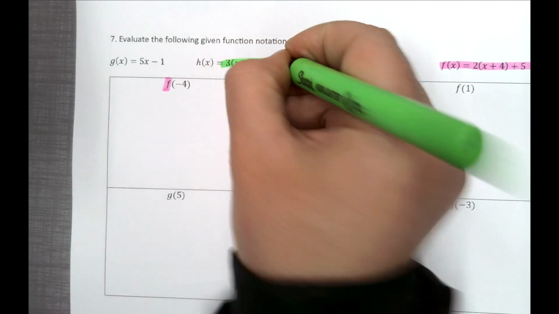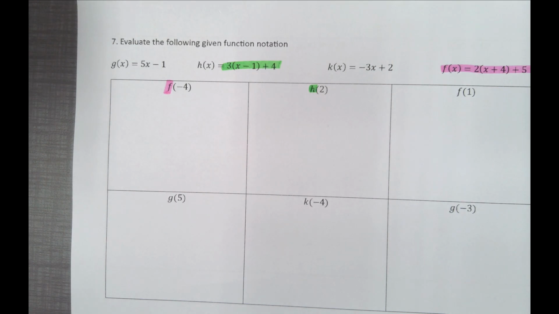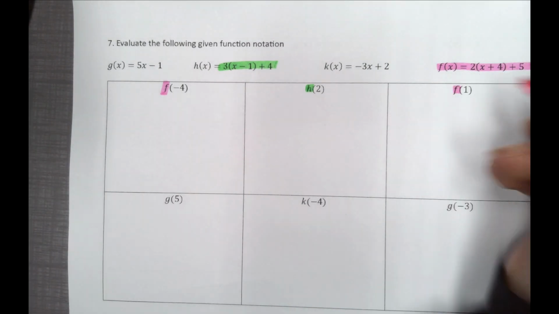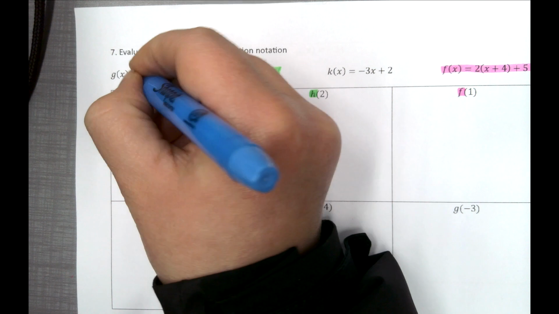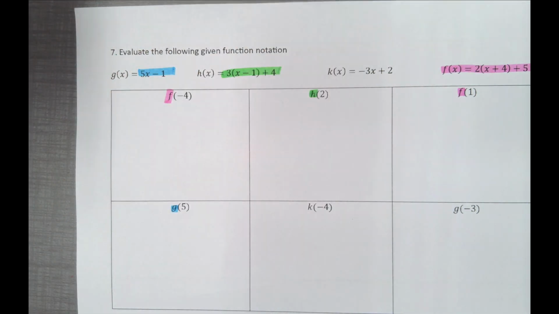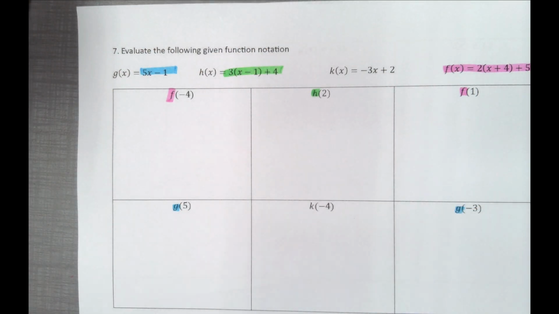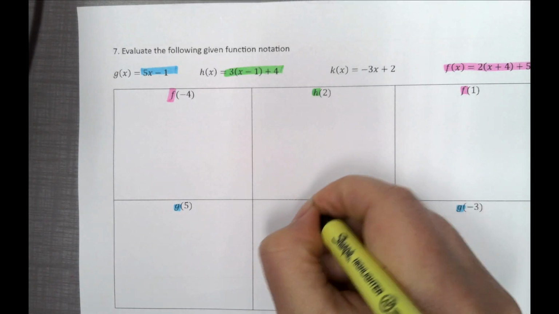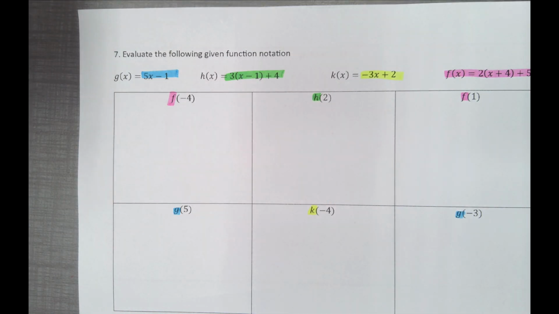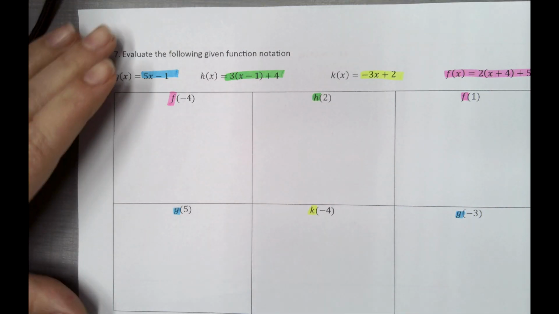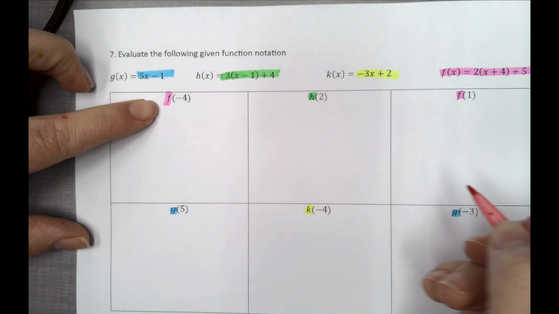So h here. Here's another f. Again, notice what I'm highlighting. Then we have g. G is my function here. I have another g. And lastly, I have k, and here's k. So when we take a look at the name of the function, that's the function that I'm going to copy down. Let's start with f.